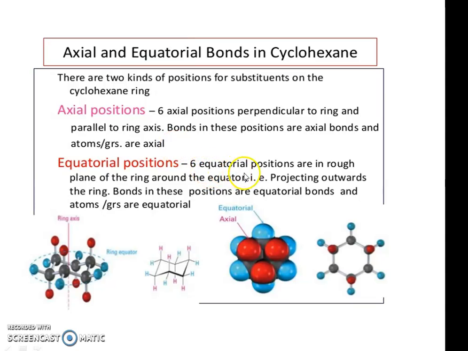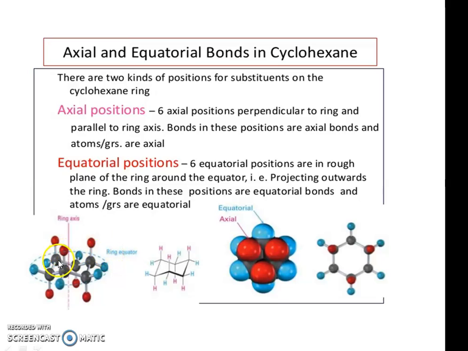Similarly, the 6 equatorial positions are in the rough plane of the ring around the equator, projecting outwards from the ring. Bonds in these positions are called equatorial bonds, and the atoms or groups are called equatorial hydrogen atoms, if they are hydrogen. And here the positions are in the rough plane of the ring, around the equator. They are projecting outwards from the ring.